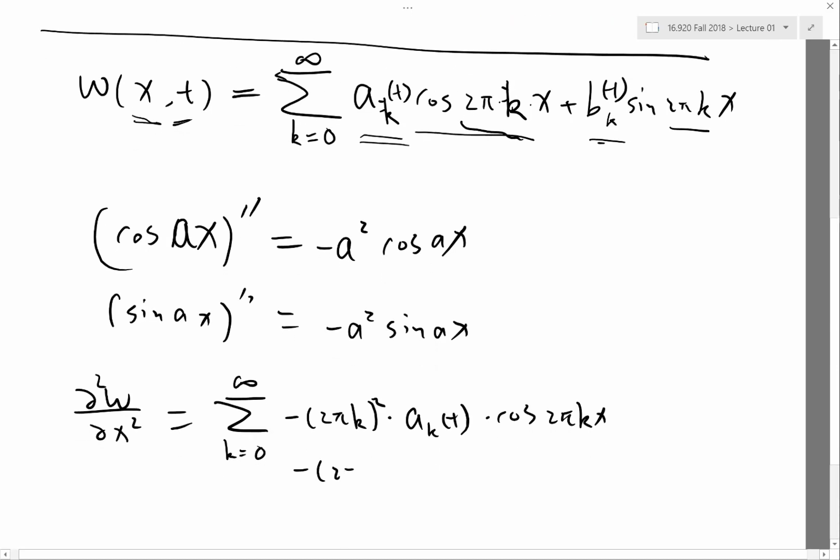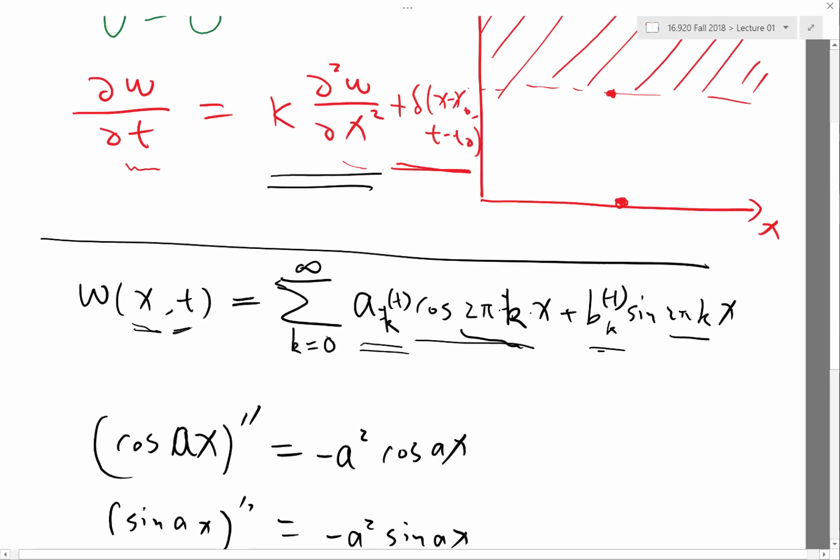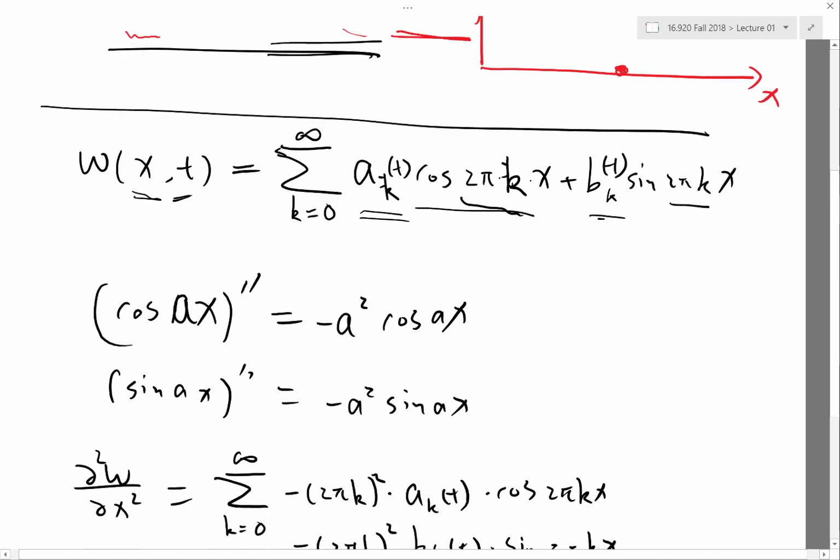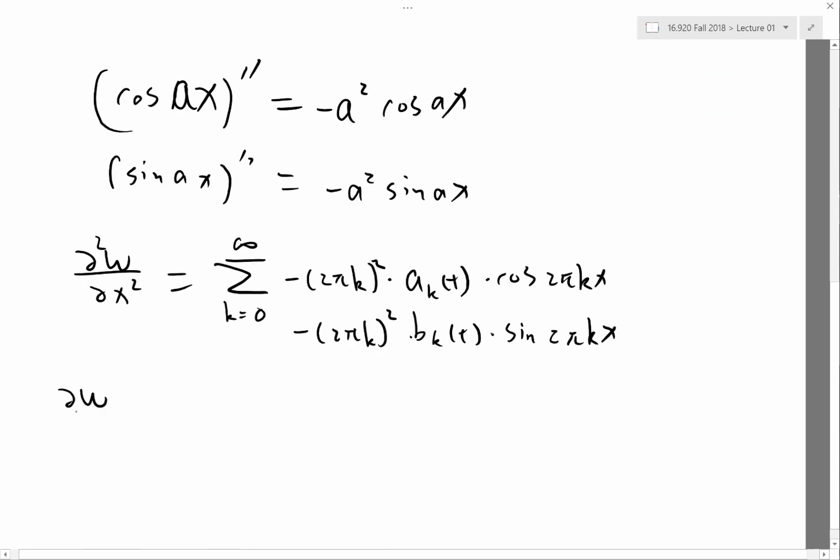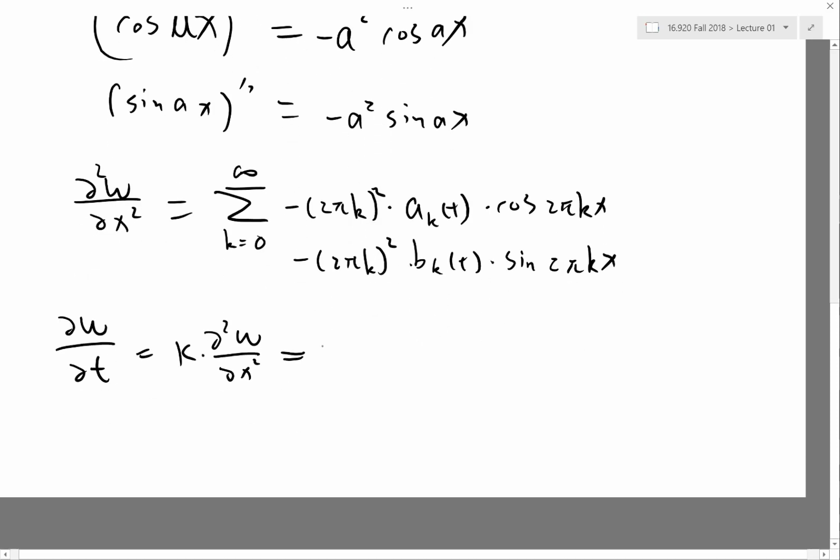And again, minus 2 pi k squared times bk of t times sine of 2 pi kx, right? Okay, so now let's plug this into the partial differential equation. Plugging into the partial differential equation, we have partial w partial t equal to kappa times the second order derivative of w. And let's plug this in, right? It's equal to kappa times the whole thing. So let's just plug this in.